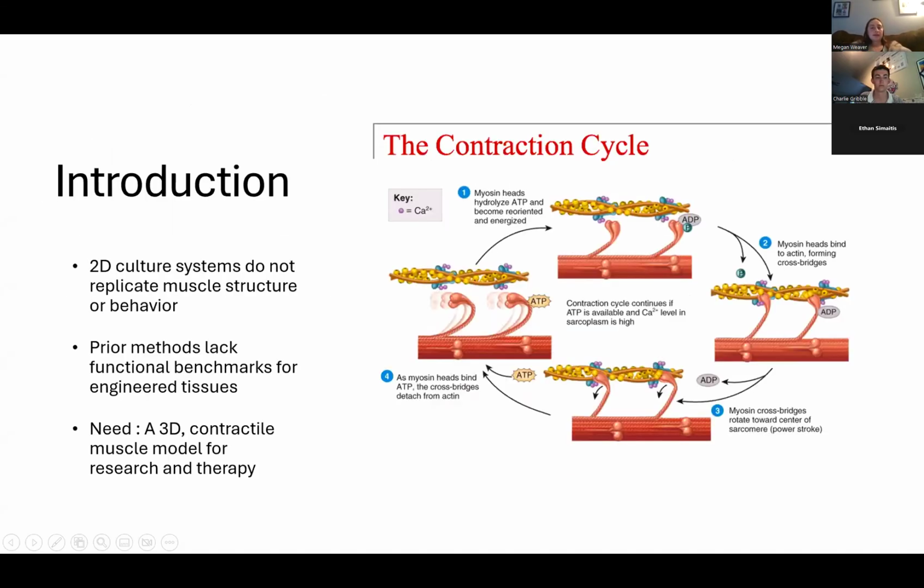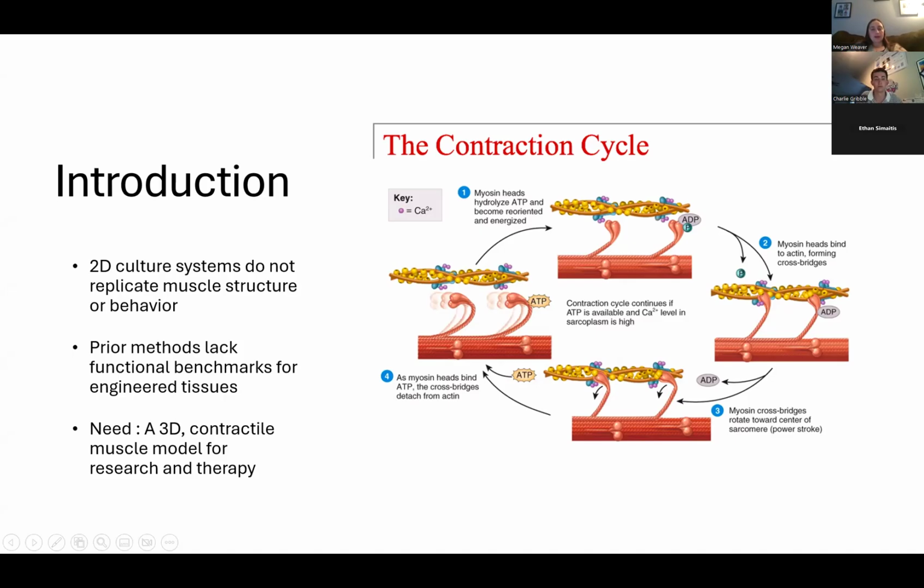So traditionally, muscle cells have been grown in 2D culture systems like Petri flat dishes, but the problem is these systems don't replicate the real structure or behavior of muscle tissue. Muscle is a 3D, aligned, and contractile tissue, something that flat cultures just can't recreate. Also, many previous engineering methods haven't included strong functional benchmarks like force production or electrical responses. So even if a tissue looks right, we don't know if it actually works like a real muscle.